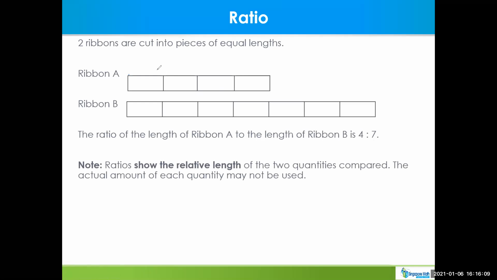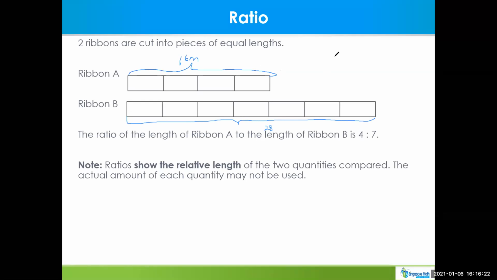Let's just say that ribbon A is actually 16 meters and ribbon B is actually 28 meters. When you find the ratio 16:28, just like fractions, we have to simplify them. This is what we're going to learn in the later part of the lesson. When we divide by 4, we get 4:7. Through this ratio, you can see that we don't actually see their length. It's just a ratio of the quantities. I hope that is clear. Before we move on, have you all got any questions for me to answer? Let's move on then.